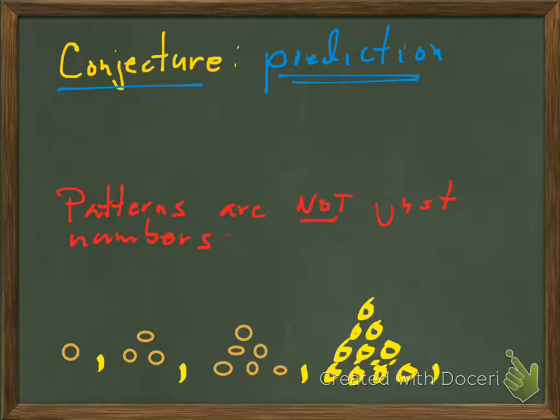And then the next one, we would add a row of 5 circles at the bottom for a total of 15 circles, and so on. So patterns can be shapes, they can be numbers, they can be lots of things. And it's the same skill whether we're looking at a geometric pattern or we're looking at a number pattern.